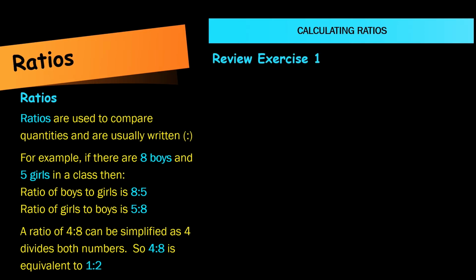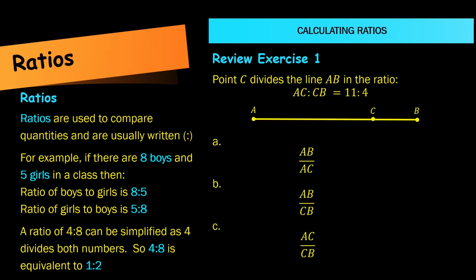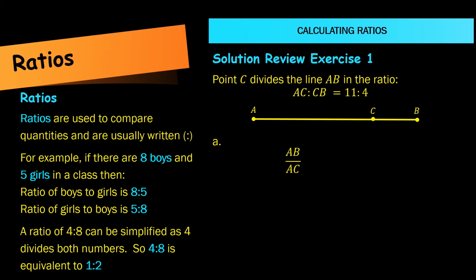Let's take a look at review exercise 1. The point C divides the line AB in the ratio AC to CB equals 11 to 4. We are required to find the fractions given on your screen. Let's find AB over AC for review exercise 1A.